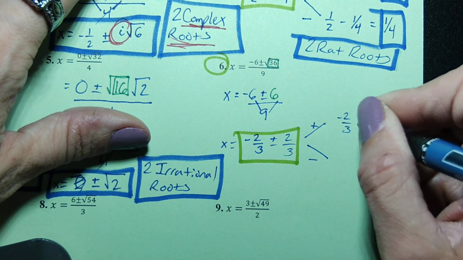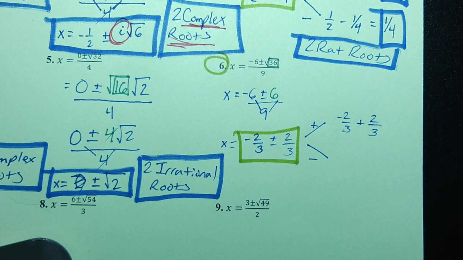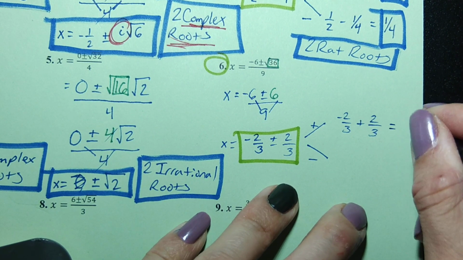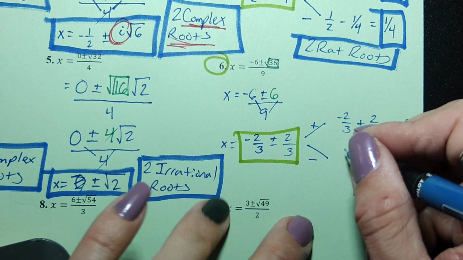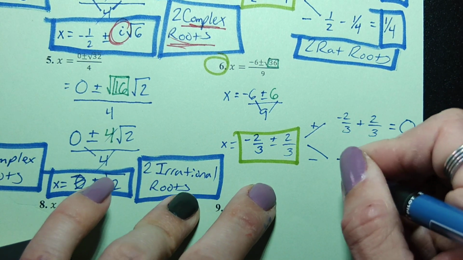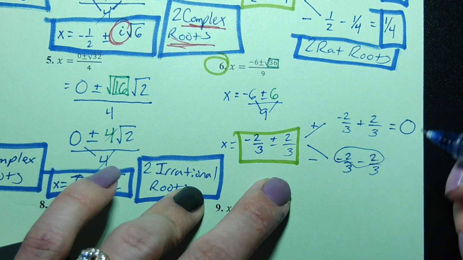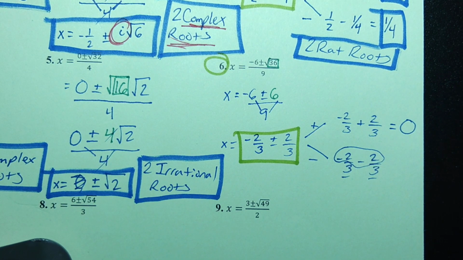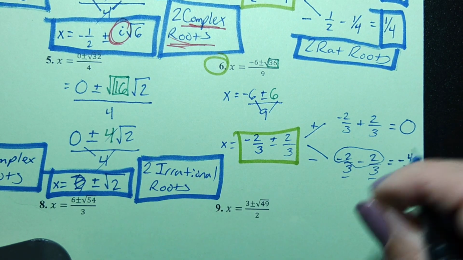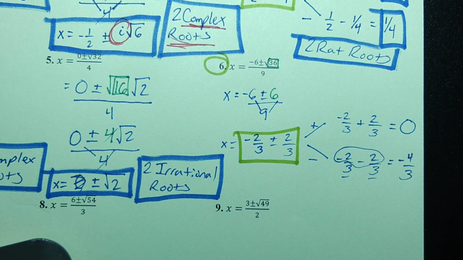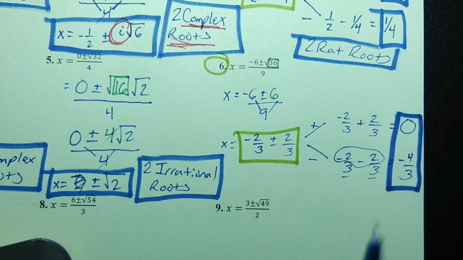Negative 2/3 plus 2/3. Don't use your calculator. What is it? It's 0. Negative 2/3 plus 2/3. And then the minus case, negative 2/3 minus 2/3. Common denominators, add those tops, or you can always use your calculator. Negative 4/3. And what we have found are 2 rational roots.